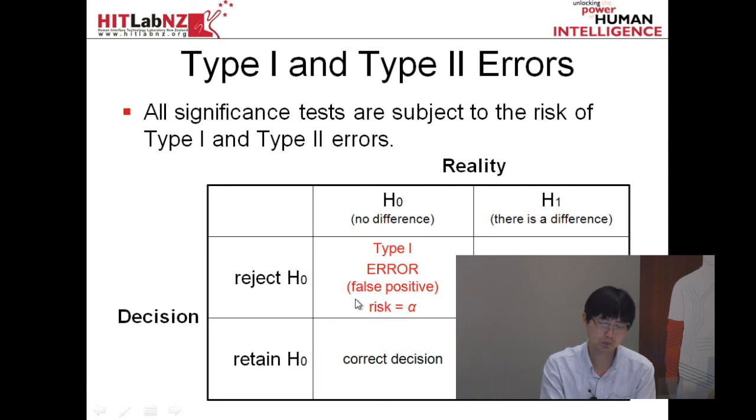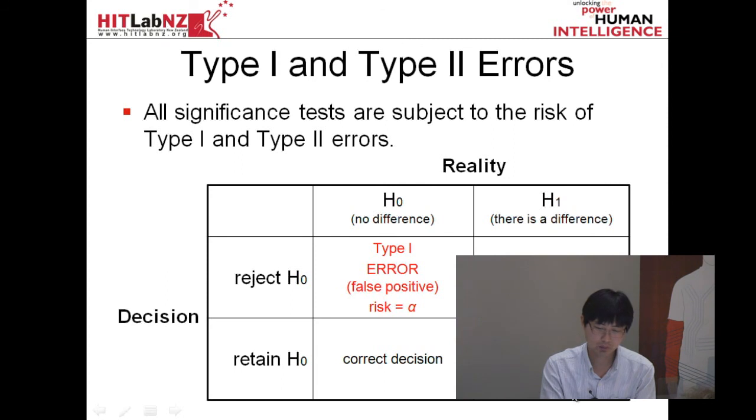And this is sometimes called a false positive. And there's also the other way around, where in reality H1, your alternative hypothesis, is true, but based on statistics you retained your null hypothesis because you didn't find statistical evidence. This type of error is called type 2 error, and this is sometimes called a false negative. The probability of making type 1 error is called the alpha level, and the probability of making type 2 error is called beta.